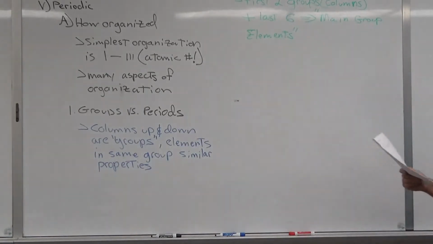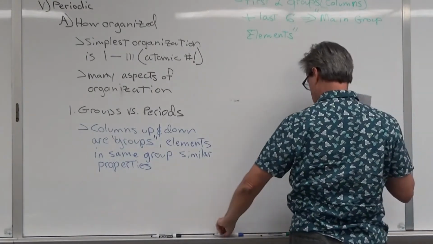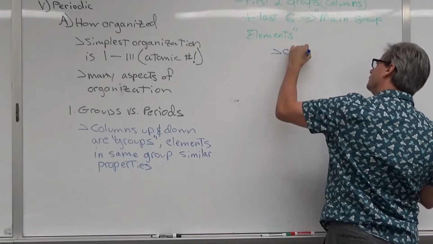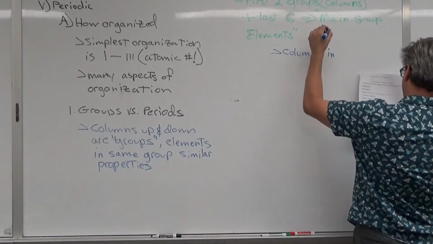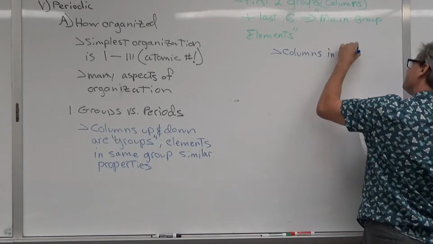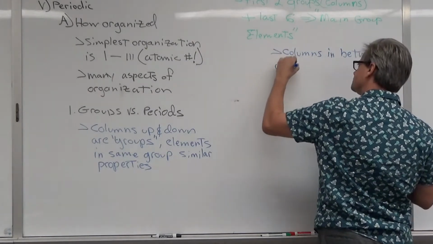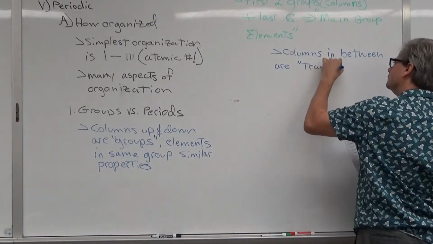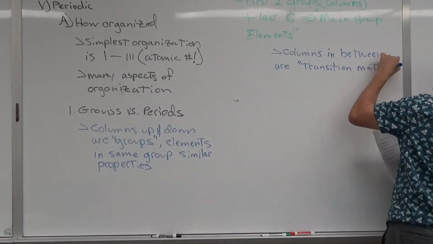Those are the main group elements. And then the columns in between, groups, are transition metals.